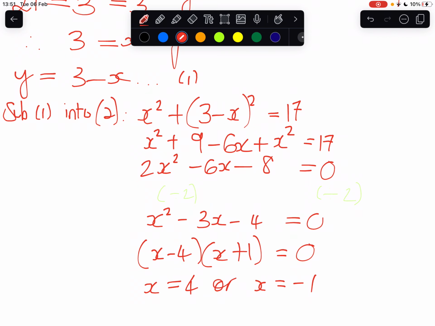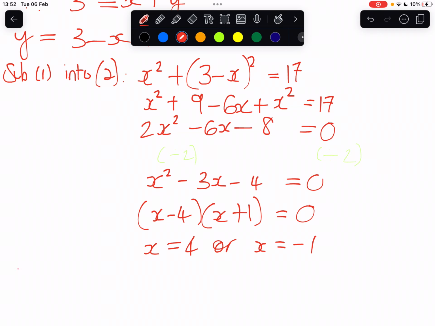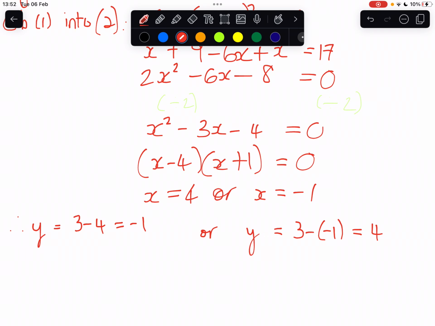Okay, so we can go back to this equation to figure out the values for y. So therefore, y is equal to 3 minus 4, or y is equal to 3 minus 1, which is equal to positive 4. So your sets of solution is either x is equal to 4 and y is equal to negative 1, or x is equal to negative 1 and y is equal to 4.